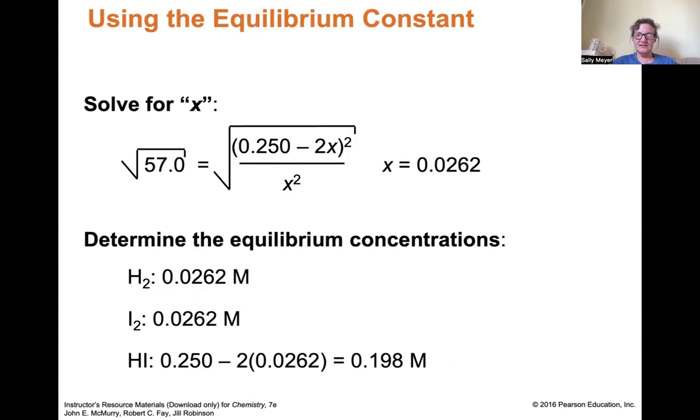So if X is 0.0262, that means that the concentration of H2 is 0.0262 molar at equilibrium. I2 has the same concentration. HI at equilibrium is what we started with, 0.250 minus 2 times the X we solved for. So what should be left is 0.198 molar.